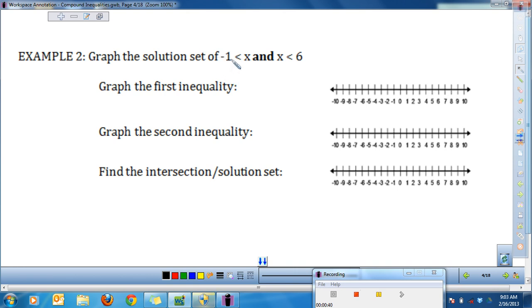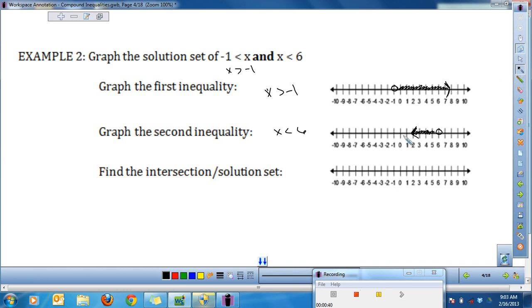We have: graph the solution set of -1 is less than x, and x is less than 6. I'm going to rewrite this one so the x is on the left. It's going to be x is greater than -1. I'm going to graph that one first. x is greater than -1. So I'm going to draw an open circle on -1, and I'm going to shade to the right because it's greater than. I have x is less than 6, so I'm going to draw an open circle on 6, and I'm going to shade to the left, because it's less than.